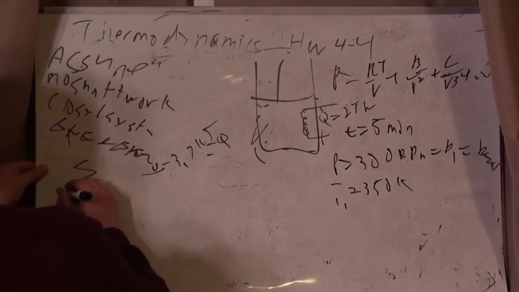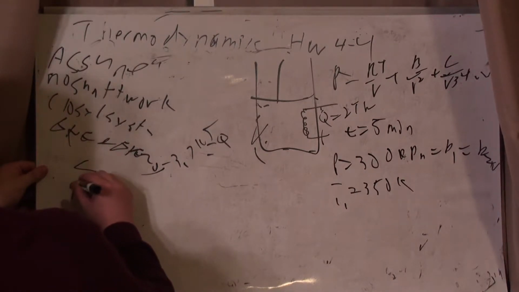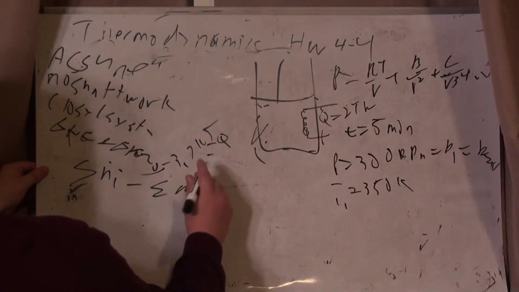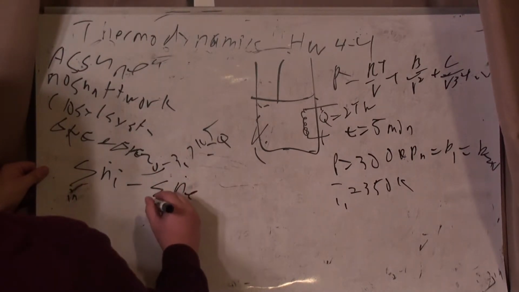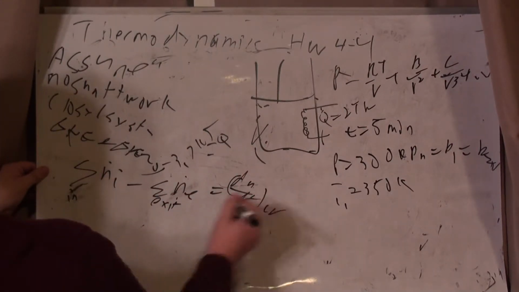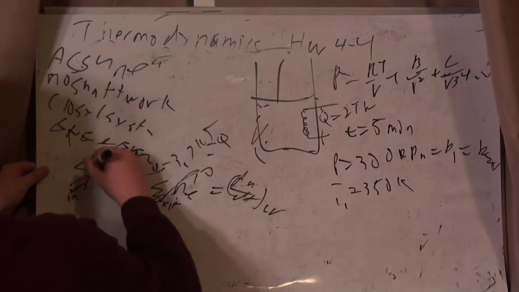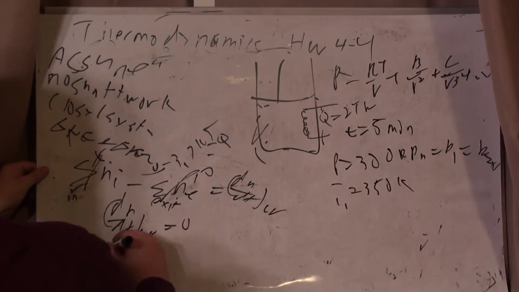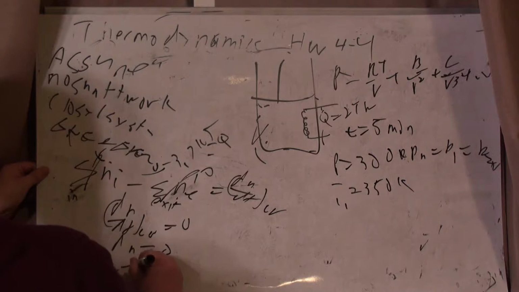So I have my system, my boundary, and my assumptions. Let's start applying those assumptions to a mass balance. The sum of N dot in minus the sum of N dot exit equals dN/dt of the control volume. That's 0, so dN equals 0, N2 minus N1 equals 0, and N2 equals N1.